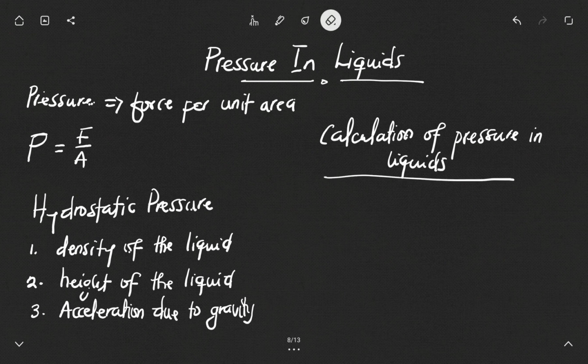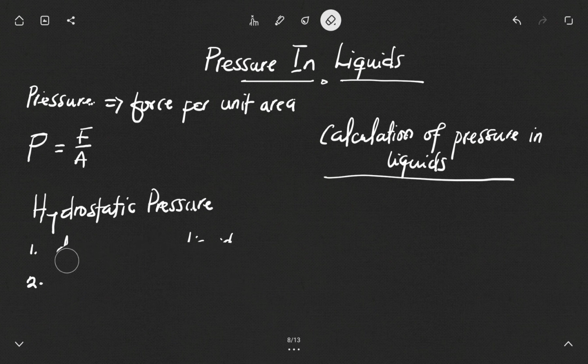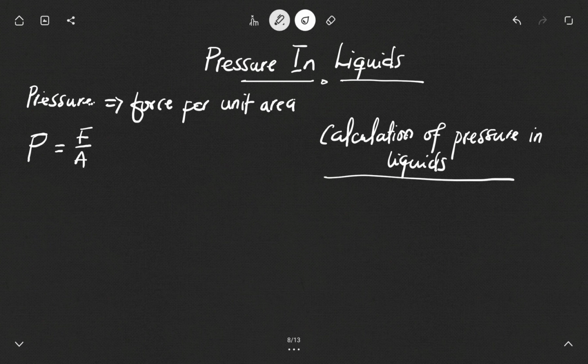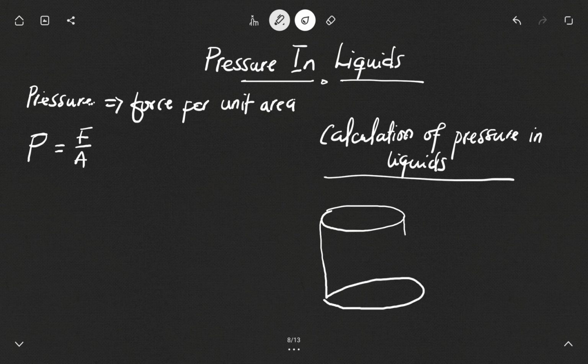Okay, so let me quickly get rid of these over here. All right, so let's say we have a container that looks like this, a very beautiful container, obviously not drawn to scale. From here to here is the height of the water in the container. We have here the area of the container, and then we have the density, rho.